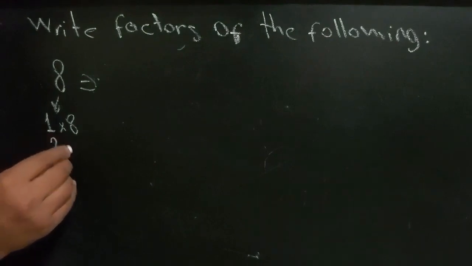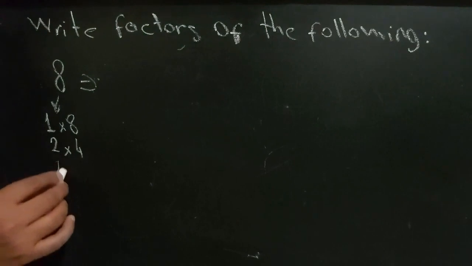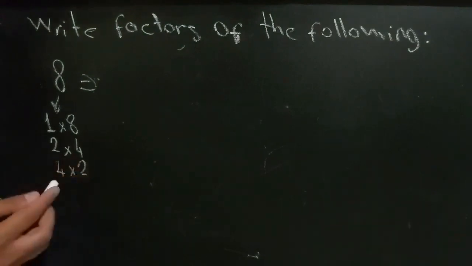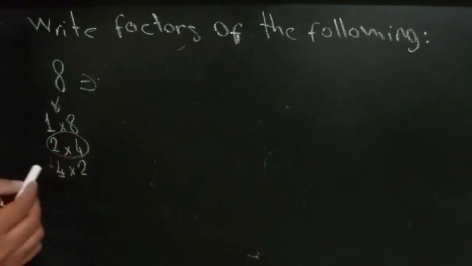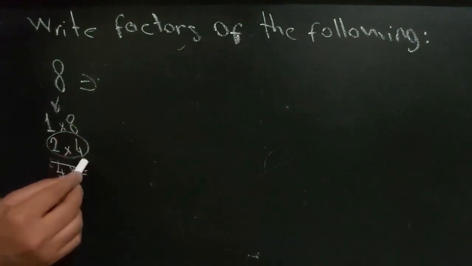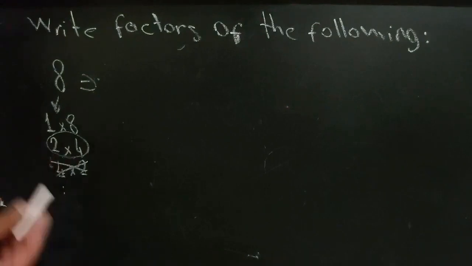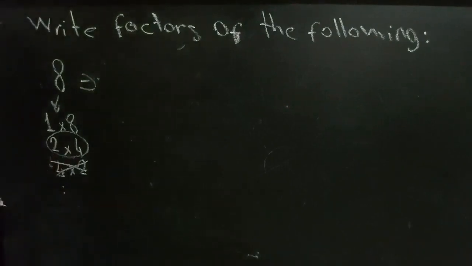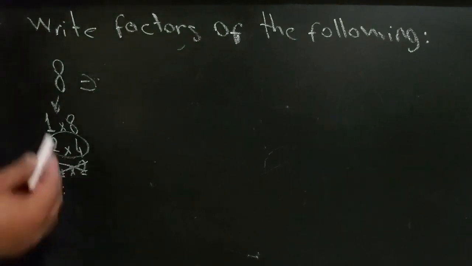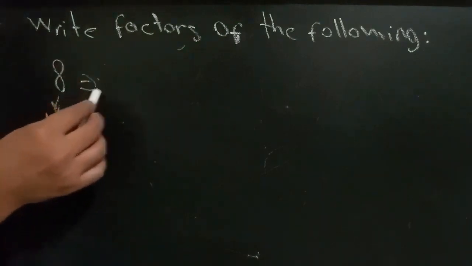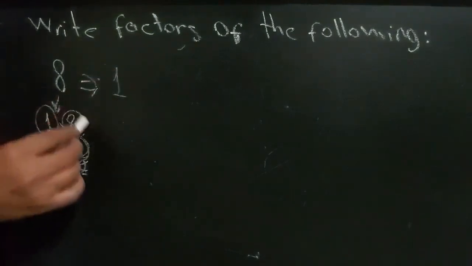And 2 times 4, right. And 3 no, 4 yes, 4 times 2. But if you notice, after this point you are repeating this one. See, you don't need to continue and stay there. So now we are going to write those numbers. You don't have to write in order, but I'm going to write in order. 1, 2, 4, 8.